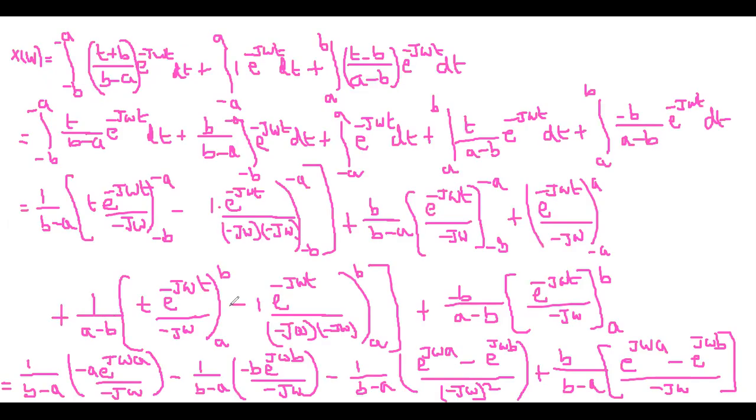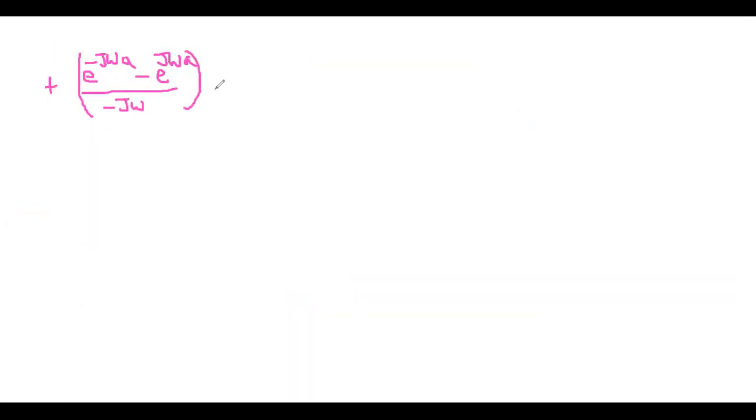Then for this term, 1 by a minus b. Remember here 1 by a minus b. See here, b minus a, b minus a. You can convert these two terms also to b minus a. So for this, I'm changing the sign as a minus here: minus 1 by b minus a, 1 by b minus a.